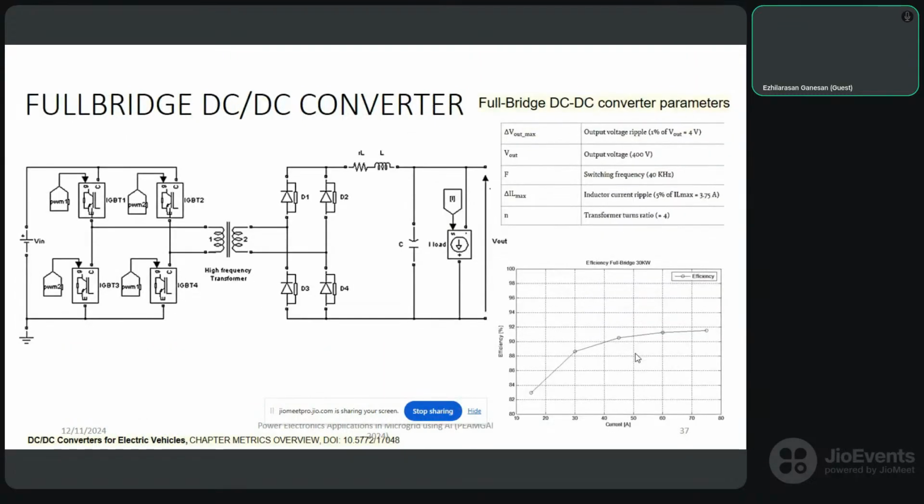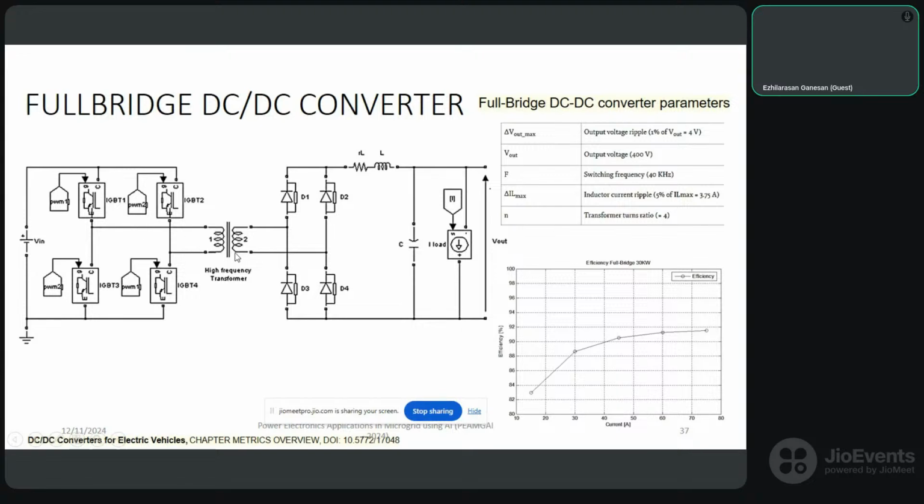Then we have the full bridge DC-DC converter. Here you can see the full bridge DC-DC converter where there is a high frequency transformer in between. So it means the output load side and the power source side are disconnected. They are not electrically connected. They are, you can say, electric circuit, magnetic coupling, electric circuit, like that. So what we are doing here, we are taking the DC supply and converting it to a high frequency AC.